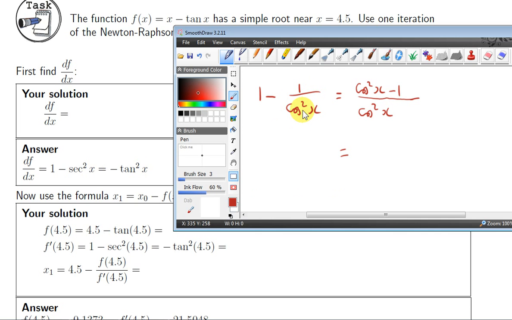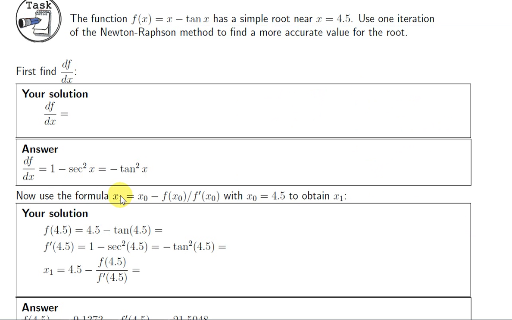1 minus sec squared x is written down here. Get a common denominator of cos squared x. And cos squared x on top is the same as 1 minus sine squared x. Cos squared x plus sine squared x equals 1, that's where this comes from. So cos squared x is equal to 1 minus sine squared x. So the ones cancel here, and we end up getting minus sine squared x over cos squared x. That's minus tan squared x.